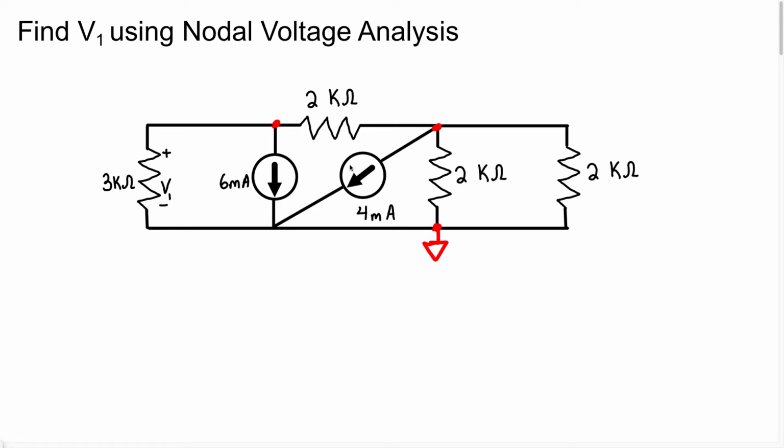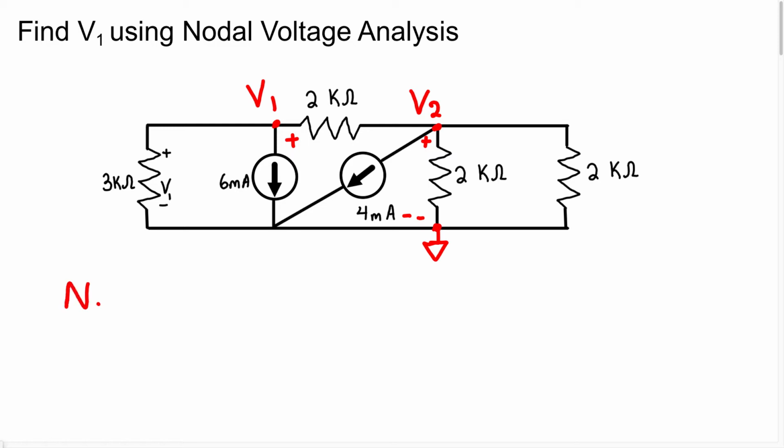So in this particular problem, we're going to have three essential nodes. We're going to have node 1, node 2, and this is going to be our reference node, so we won't label it. We're going to be using node voltage, so we want the voltage at each node. So this is going to be the positive terminal. This is the negative terminal. This is the positive terminal. This is the negative terminal. So let's write the node voltage equations for each node.